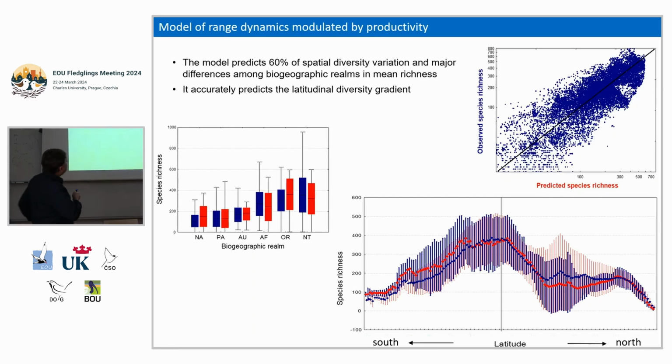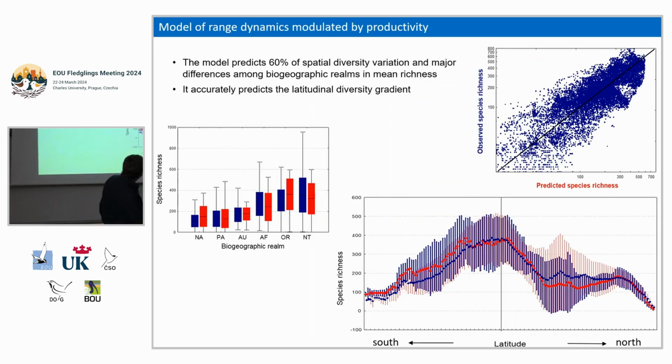It explains major differences between biogeographic realms. So, for example, why there are more species in Africa and even more in the neotropics than in the Palearctic. It can be very well explained by this simple model. You can see that the relationship between predicted and observed species richness is pretty nice. And importantly, it also explains very nicely the latitudinal diversity gradient itself. These red cells are predictions based on this simple model, and the red dots and blue dots are real observations.